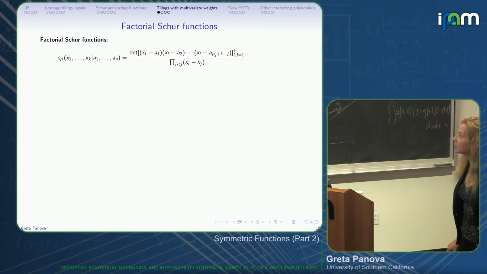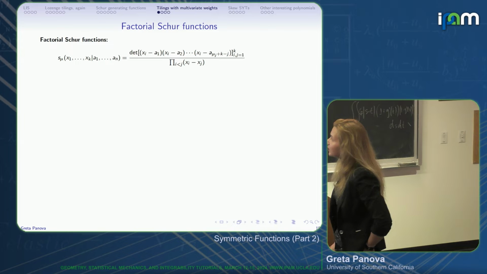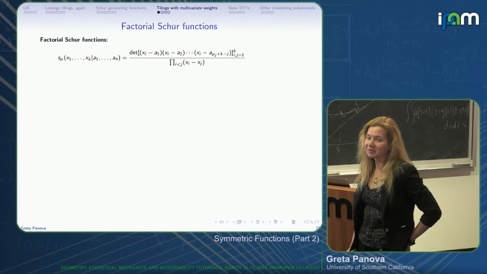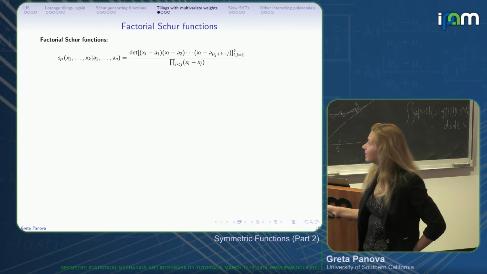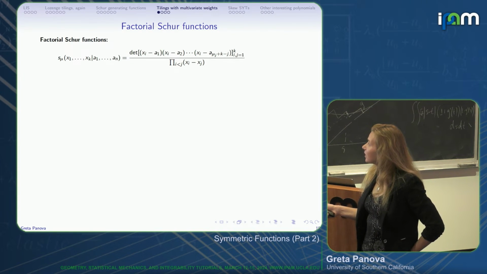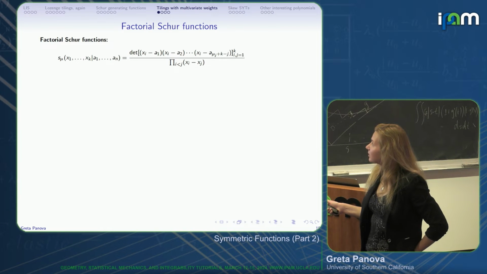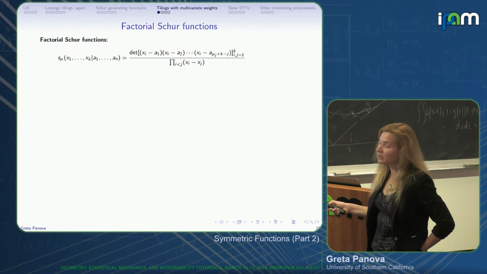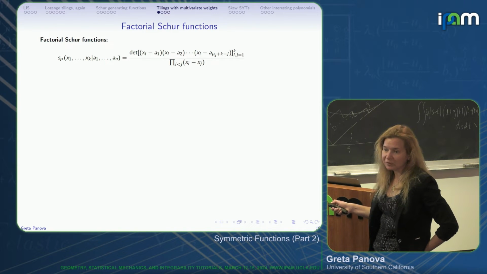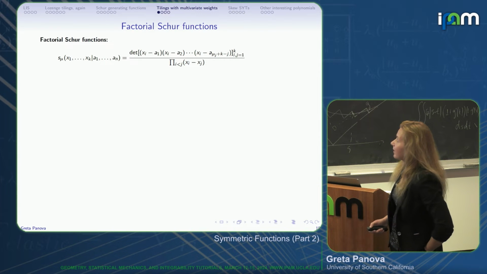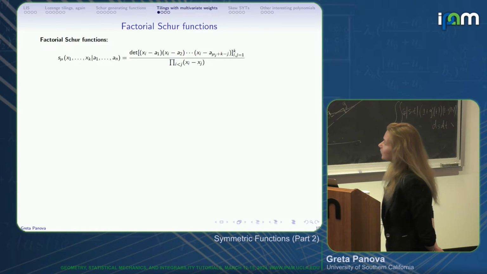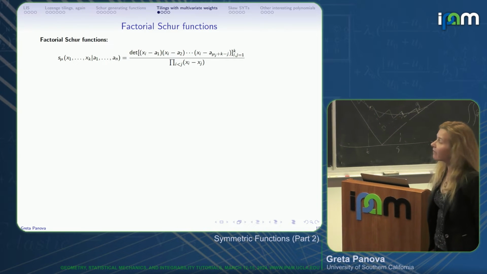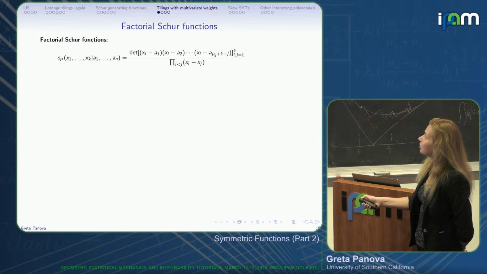Why is this a generalization of the Schur function? What happens if we set the a's to 0? Here we're just going to get x_i to the power of mu_j plus k minus j. And this is the Weyl determinantal formula for the Schur functions. What other properties do we see from this formula? I mean, is this a polynomial, first of all?